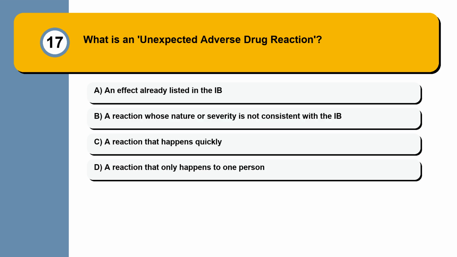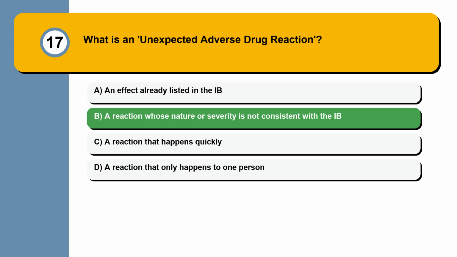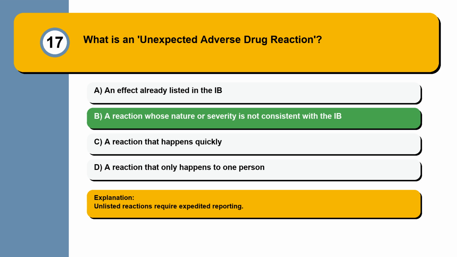Question 17. What is an unexpected adverse drug reaction? An effect already listed in the IB. A reaction whose nature or severity is not consistent with the IB. A reaction that happens quickly. A reaction that only happens to one person. Unlisted reactions require expedited reporting.